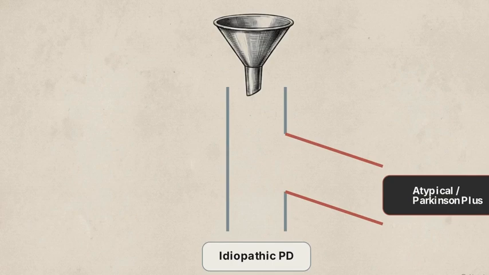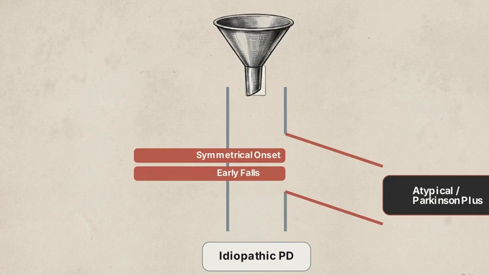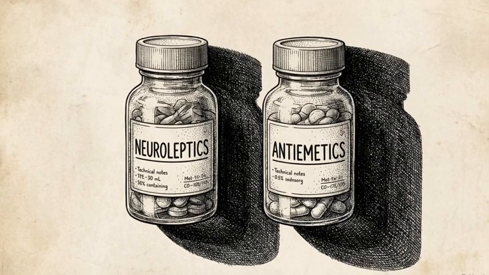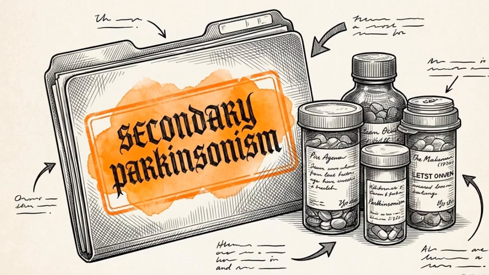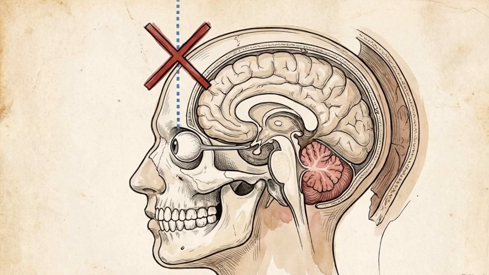If a patient profile shows symmetrical symptom onset or a history of early falls, these act as red flag blockers, immediately routing the diagnosis away from idiopathic disease and into the atypical or Parkinson plus category. If the patient history reveals the use of dopamine-blocking drugs, specifically neuroleptics or antiemetics like prochlorperazine, the diagnosis is routed towards secondary Parkinsonism. Furthermore, if physical examination reveals a vertical gaze palsy or clear cerebellar signs, these are pathognomonic markers. They firmly place the patient within the Parkinson plus syndromes.